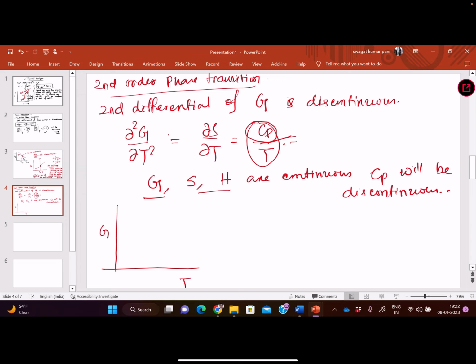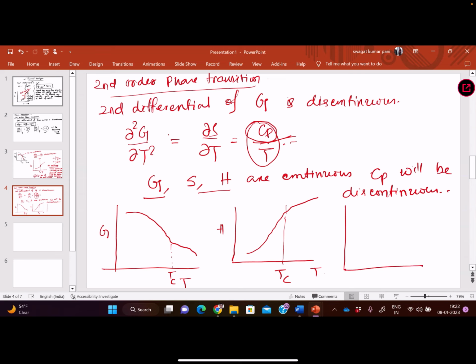You can see if we take G versus T, it will be something like this. It will be continuous at the transformation temperature or critical temperature. Similarly, H, as we had in the first order transition, here it will be different, something like this. This will also be continuous. And Cp will vary like this.